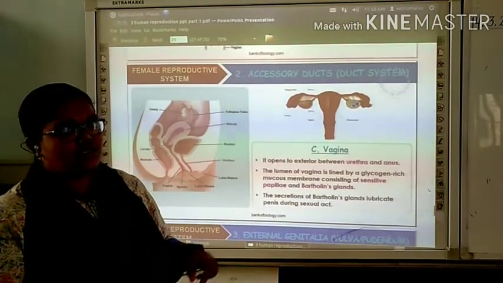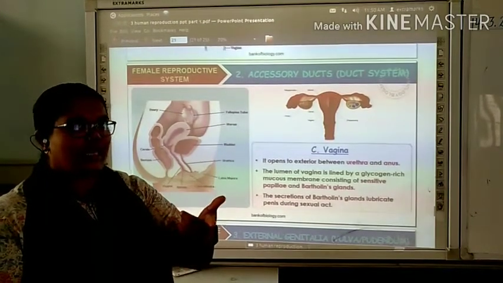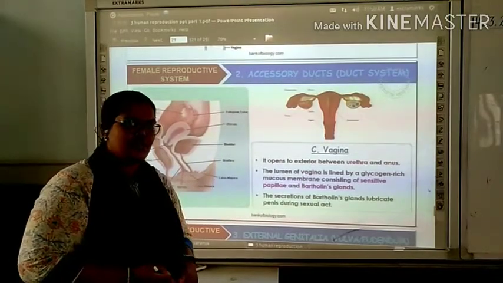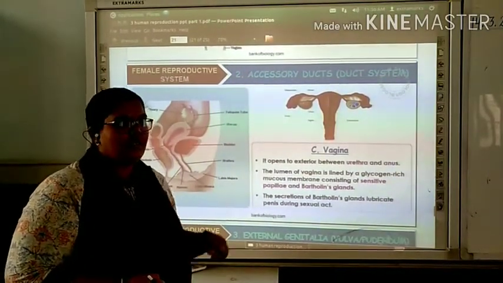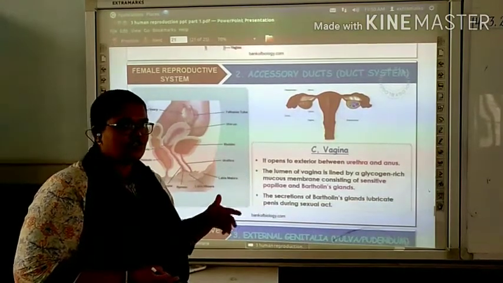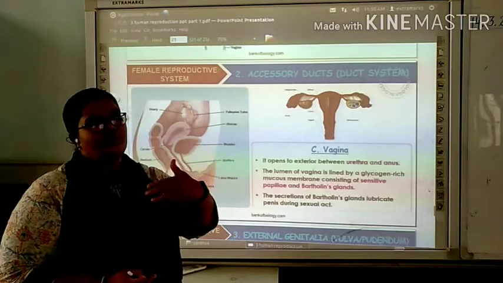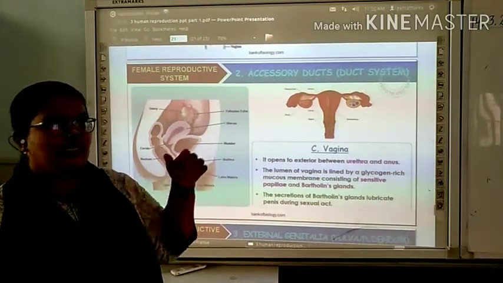In male, for ejaculation, there is a common passage for the semen and urine, but here it's not so for the ovum. The ovum will not come outside. We can say that at the time of menstruation, flow is through the vagina, but at the time of copulation, the penis will eject the semen into the vagina.